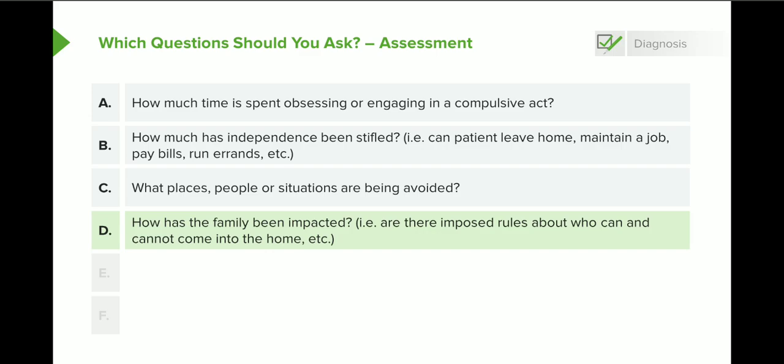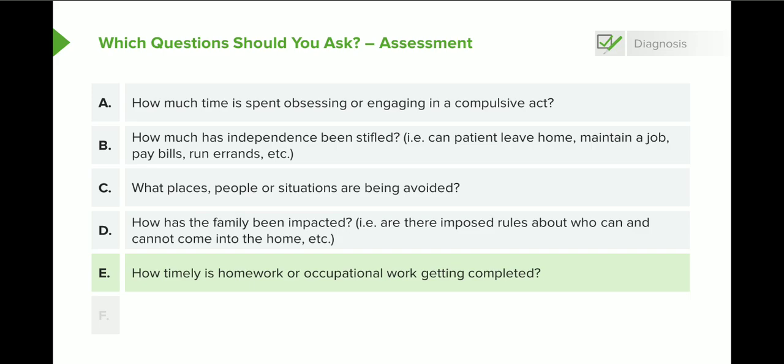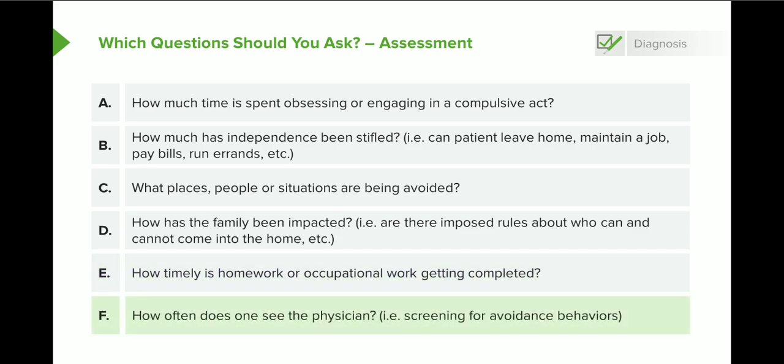It's really important to note if there are imposed rules onto the family, not only the individual suffering with OCD, but are they instructing their family that certain people can and can't visit the home? Are they very rigid about where things are placed and put away within that home, to the point that it's causing problems? Ask how timely homework or occupational work is getting done. And how often does one see the physician?